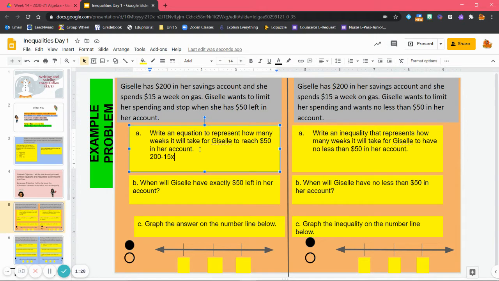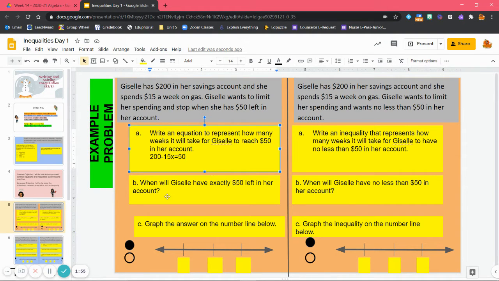Now her goal is to reach $50. She only wants $50 left in the account. So I know that it has to be equal to 50. So it's kind of like a total of $50. So this is the equation that we're going to write for Giselle in order for her to reach $50 in her account. Part B says, when will Giselle have exactly $50 left in her account?